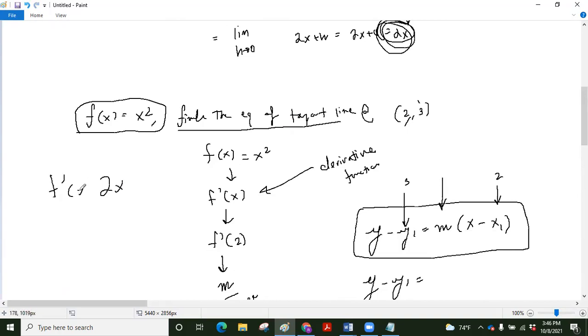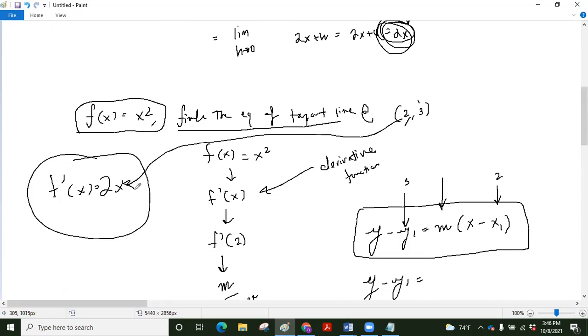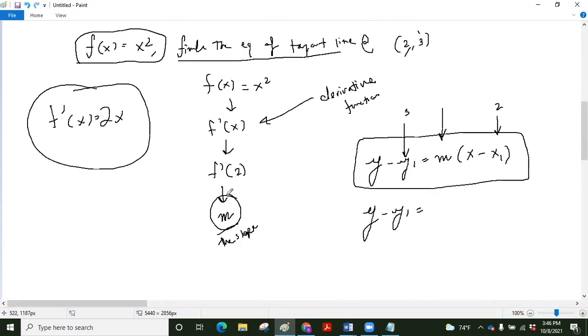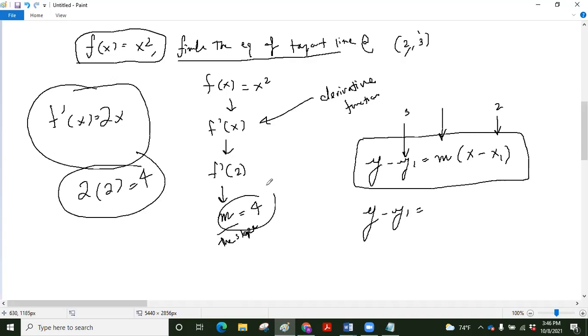We know that f prime is 2x. Taking f prime and then plugging 2 into f prime will give us m. So this is just 2 times 2, which is just 4. So 4 is the slope.